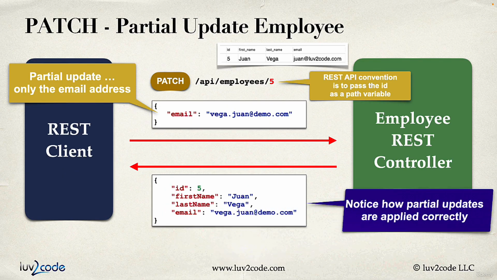And now when we apply this patch, notice here how the partial updates are applied correctly. We only updated the email address, and that's the only field that's updated. Everything else remains the same, so we don't get any null values or anything, only the patch on that given email address for employee ID number 5. And this is good. This is kind of our desired output. So for partial updates, we make use of patch.